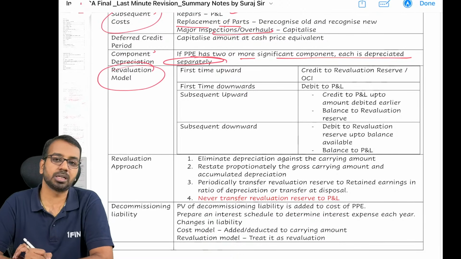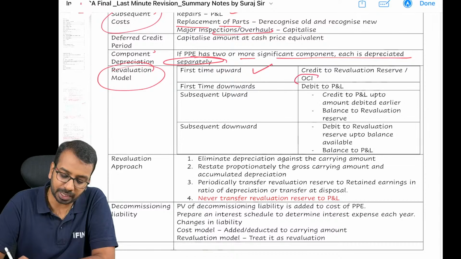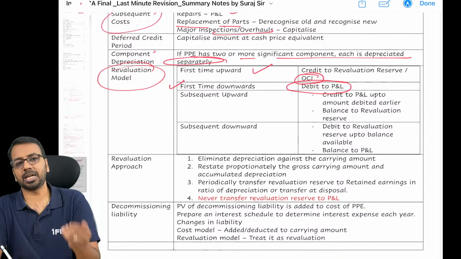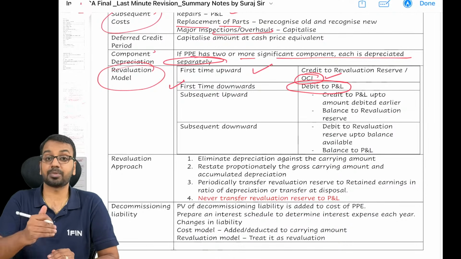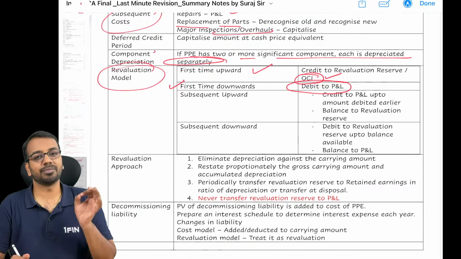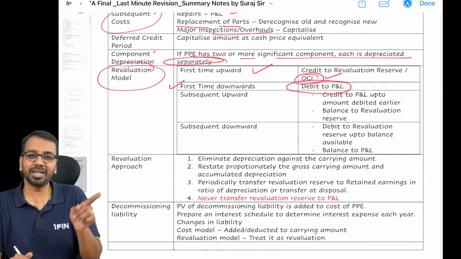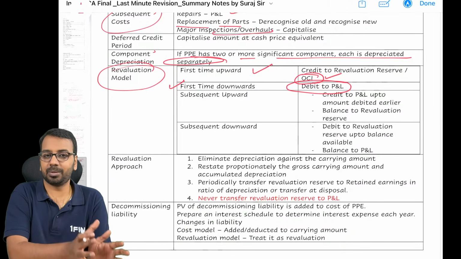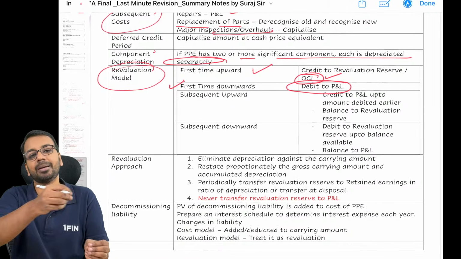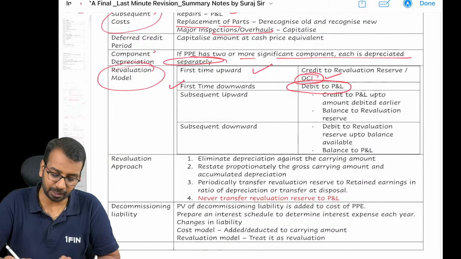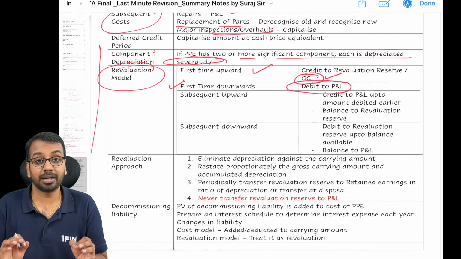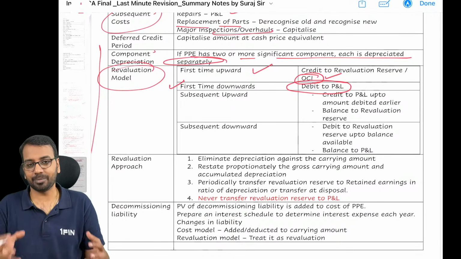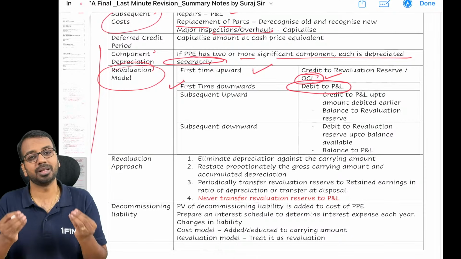When revaluation model is followed, first time upward we will credit to OCI, first time downwards we will debit to P&L. Subsequently, if it was credited to OCI and subsequently we have to do a downward revaluation, we will see what is the balance available in OCI. First you will debit OCI, and balance you will write off from the P&L. You may think, sir, these are simple points, why am I repeating? I am repeating because I have seen students in examination pressure forgetting these points in the examination.